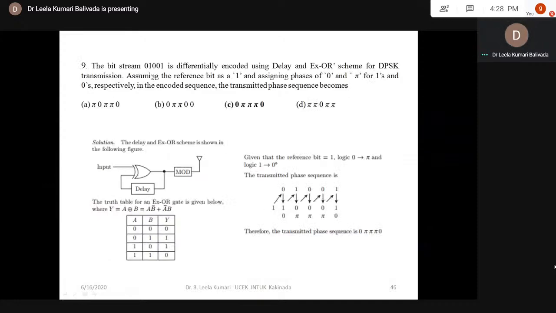The bit stream 01001 is differentially encoded using a delay and exclusive OR scheme for DPSK transmission. Assuming the reference bit as 1, and assigning phases of 0 and pi for 1s and 0s respectively in the encoded sequence, the transmitted phase sequence becomes what? So this is the given figure, a differentially encoded modulator.